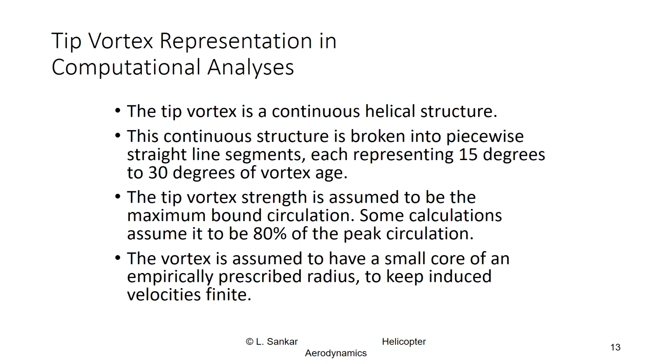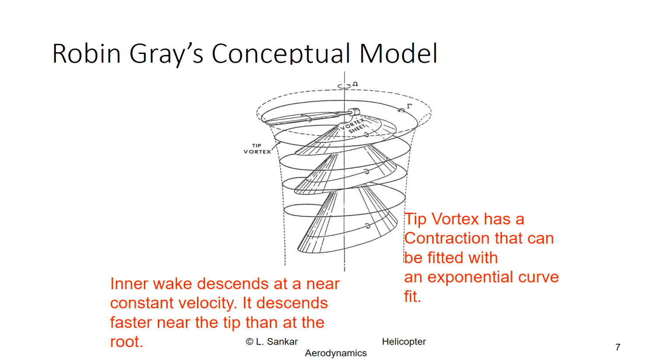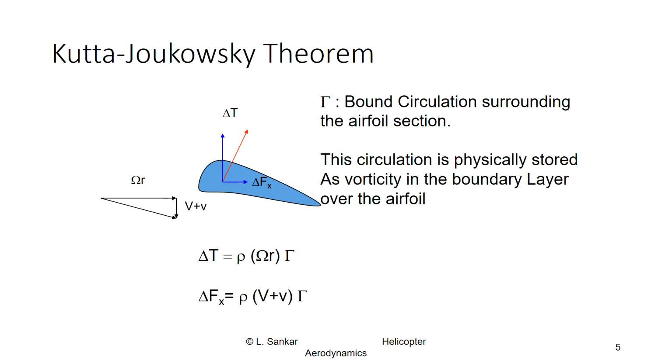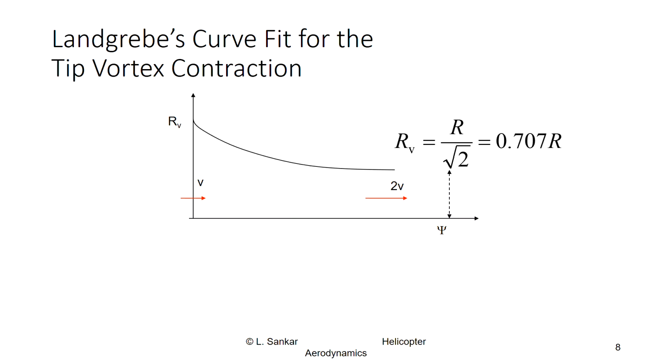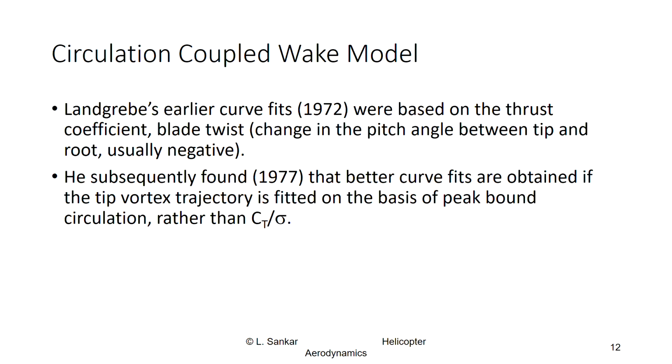The tip vortex is assumed to carry the maximum bound circulation. How do you compute the bound circulation? Reverse engineer from the Kutta-Joukowski theorem. If you know the lift, delta T, then you can solve for gamma. So you pick the peak value of gamma, then you take 80% or just 100% of gamma. This is the circulation.